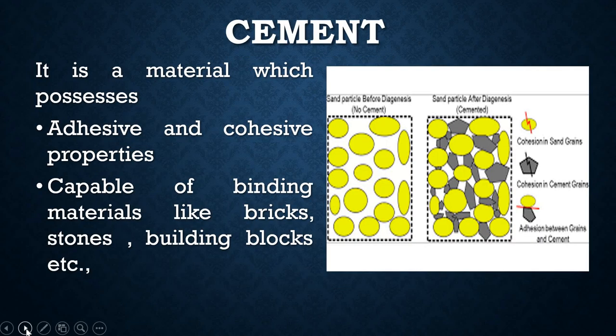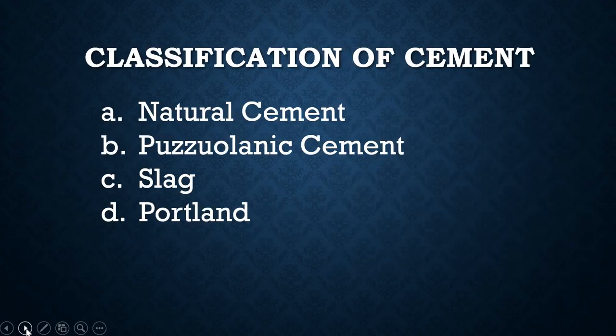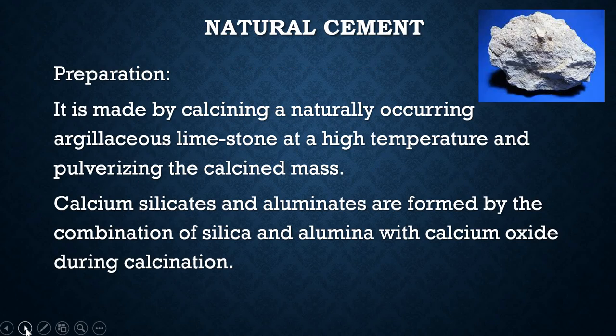Cement is a material which possesses adhesive and cohesive properties, capable of binding materials like bricks, stones, building blocks, etc. Classification of cement: cement is classified into four types: natural cement, pozzolanic cement, slag cement, and Portland cement.